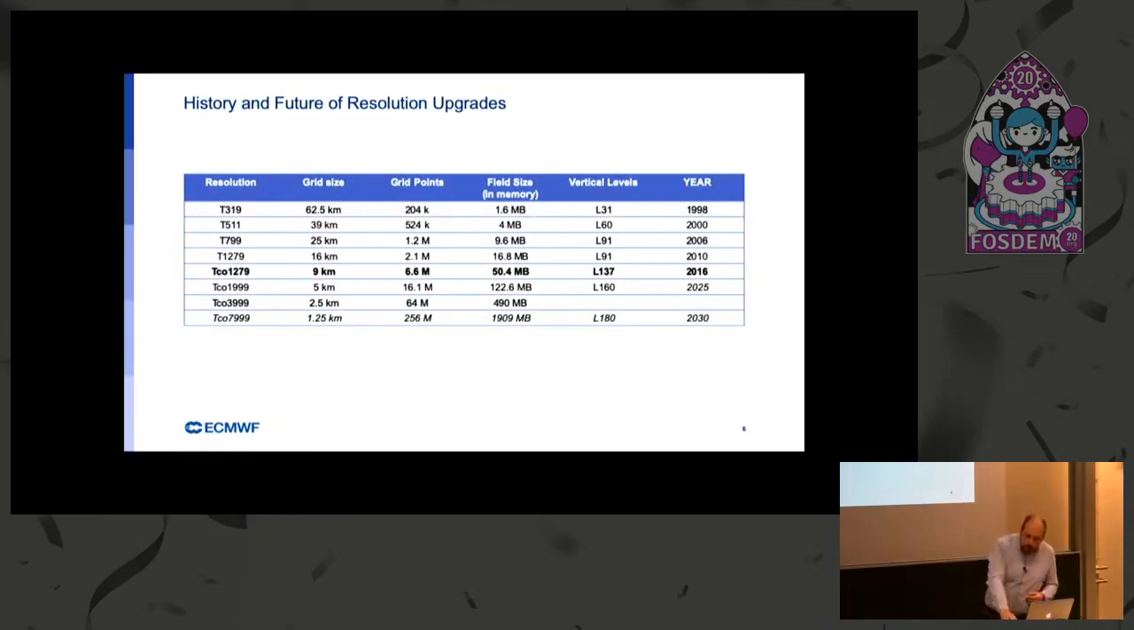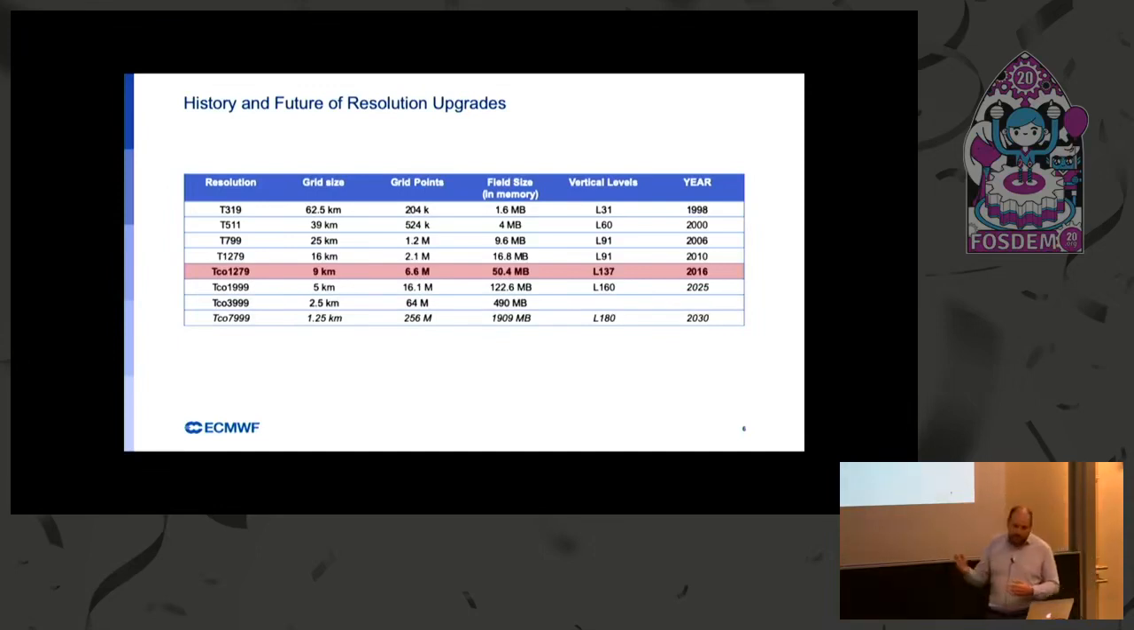Right now, we are running our system at 9 kilometers per cell. So essentially, every cell is 81 square kilometers on the global simulation. This generates layers that are 6.6 million of points, roughly. And so each field is stored in about 50 megabytes.